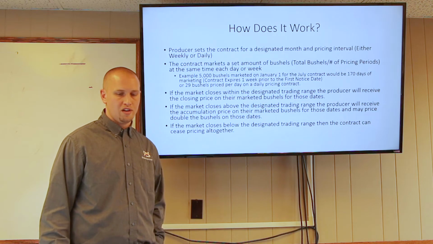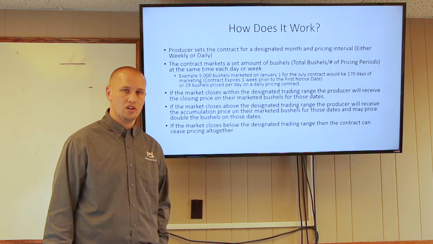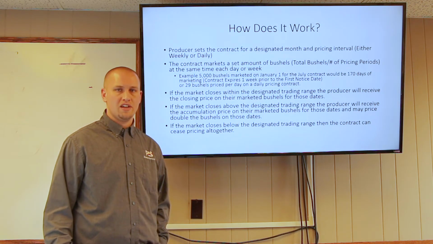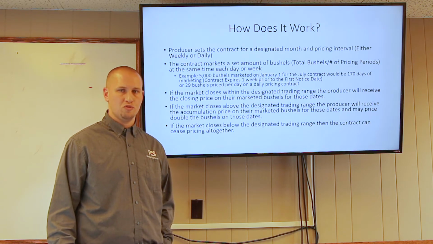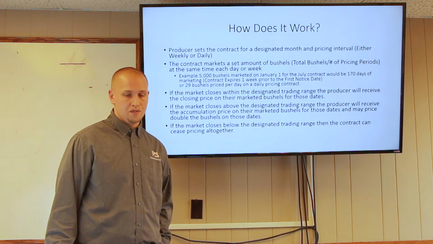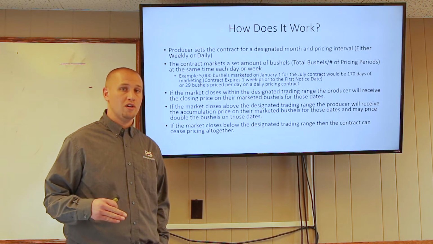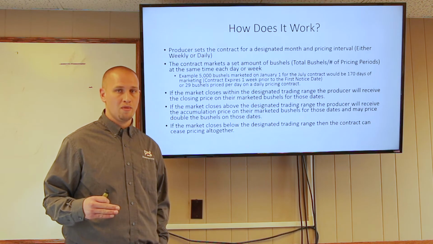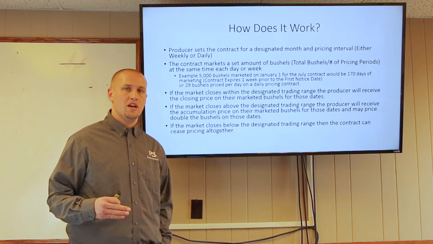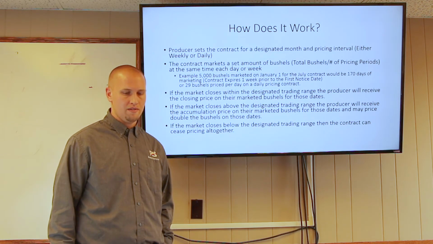So an example here, if we got a 5,000 bushel contract, we started on January 1 and we aim for the July contract, we would have about 170 days of trading there. So if we do a daily, that would give us about 29 bushels priced per day. Or if we double up on a given day, we would market 58 bushels at that price. So if the market closes within our range, we market at the board price. If we close above accumulation level, we will double up our marketed bushels for that period. If we close below the knockout level, we will cease pricing altogether.